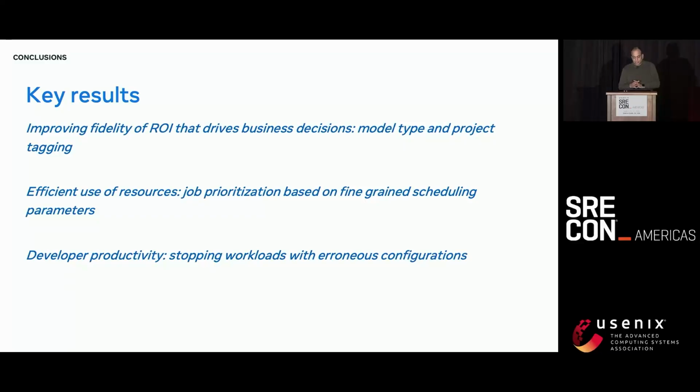Some of the key results: for model type, as I explained, which is very important for Meta, we have 100% coverage across Meta. Within the monetization group, we know the full usage of our costs for each of the projects. There are many more attributes like that, and this provides us the business insights we need to make good investment decisions. Then we had wins in efficient prioritization of workload in cases where we were running low on capacity. And finally, on the developer productivity side, we have a lot of wins on stopping jobs that would have failed in production.